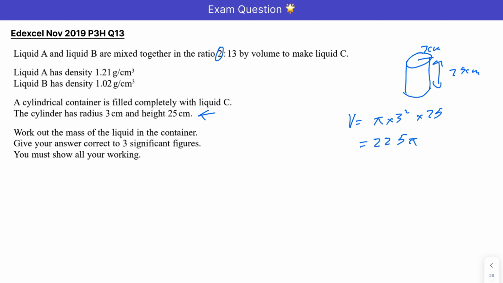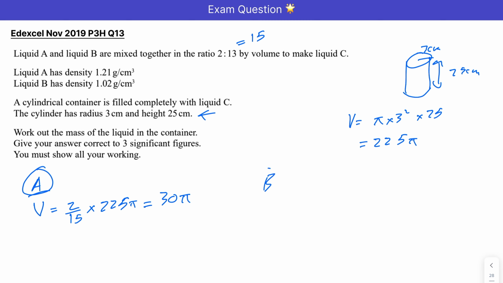We know the ratios. So we know that for A, we know what the density is. So the volume is just going to be 2 out of 15. So that's from where I'm getting that from is here. So in total, it has a ratio. These two both add up to 15. So 2 out of 15 times that by 225 pi. So 225 pi times 2 over 15 becomes 30 pi. So now I know the volume of A.